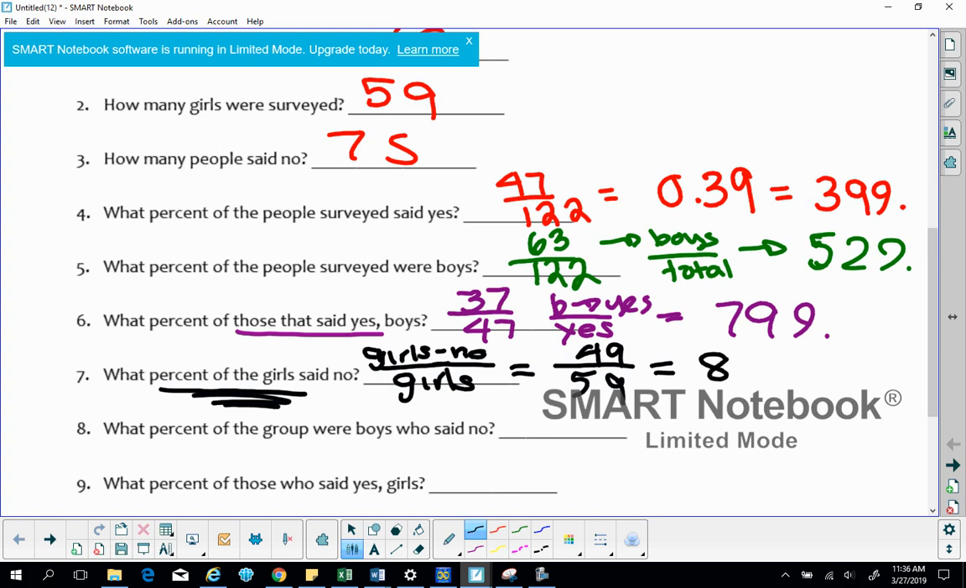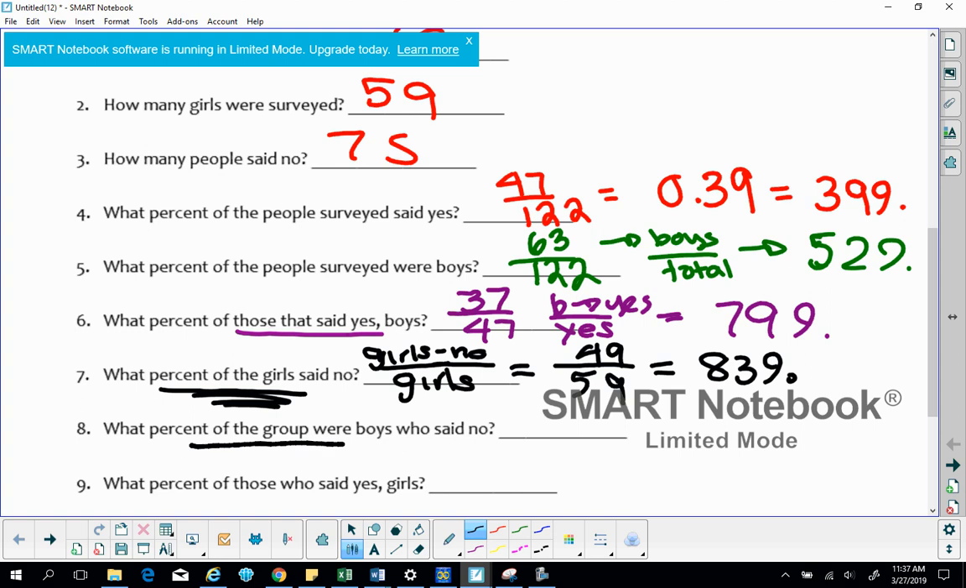Is it 84 or 83? 83. Yeah, I definitely got it wrong. 59. Is this making a little bit of sense? Yes. Cool. So what percent of the group were boys who said no?